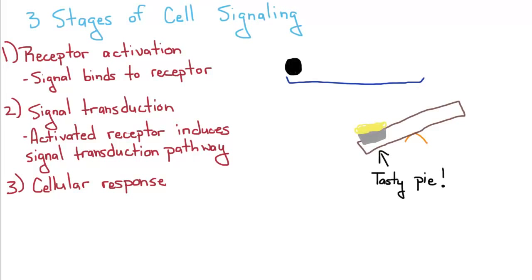But after the signal transduction pathway, you've got the cellular response. So Tom has just taken this tasty pie to the face. Now he's going to have a response. The cellular response can have several different forms. Sometimes you can alter the activity of enzymes, you can alter some structures of proteins, or you can change gene expression, things like that.